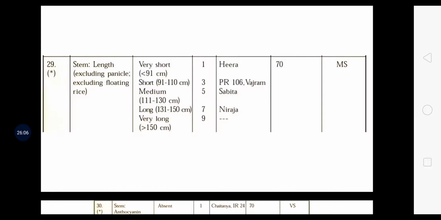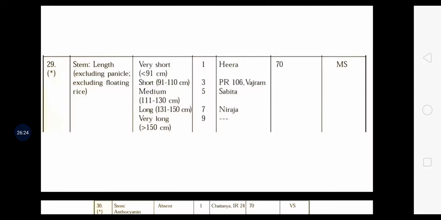Next is stem length excluding panicle, excluding floating rice. Panicle is the uppermost portion where we get the grains. Excluding that portion, the stem length is taken up to the boot leaf. Okay, means the first leaf from the topmost portion.